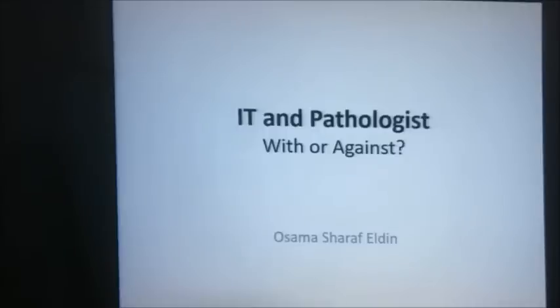So what is information technology? And what is the challenge that a pathologist can face when using information technology? The first thing is the attitude. Okay, the attitude of the pathologists. Some pathologists do not accept information technology. They are not happy with it. Okay, so they always need to see the glass slide.